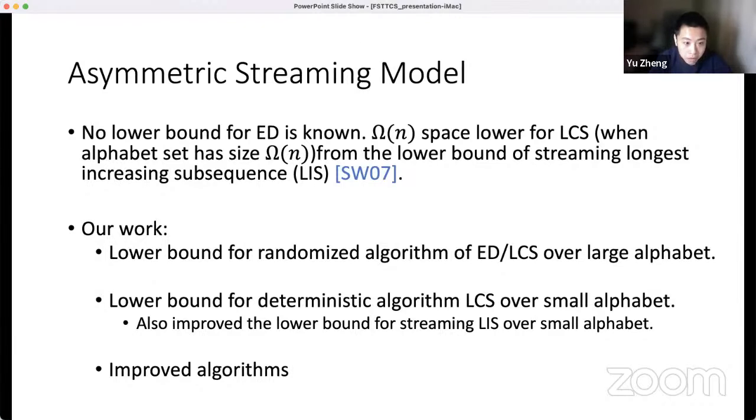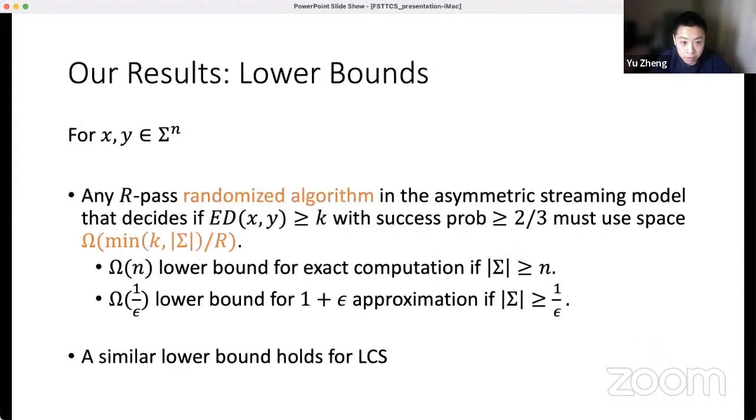For the lower bound side, no lower bound for edit distance was known before in this model. And there's an omega n, or linear, space lower bound for LCS when the alphabet size is n, from the lower bound for streaming longest increasing subsequence. So in our work, we have proved lower bounds for both problems, and we also provided some improved algorithms.